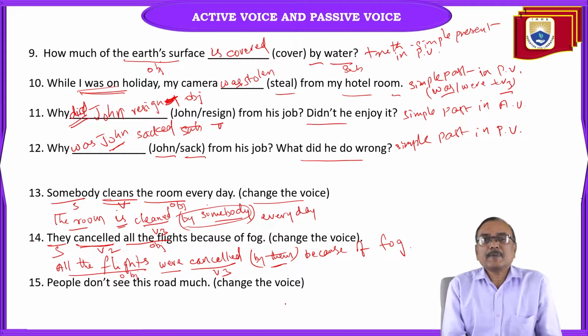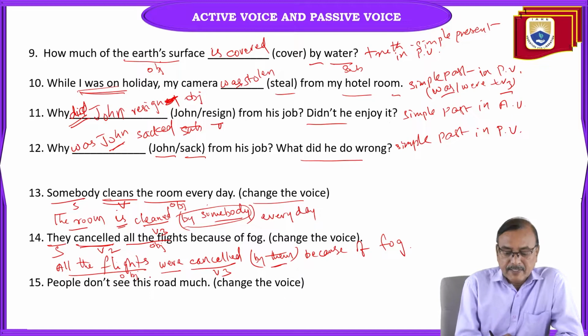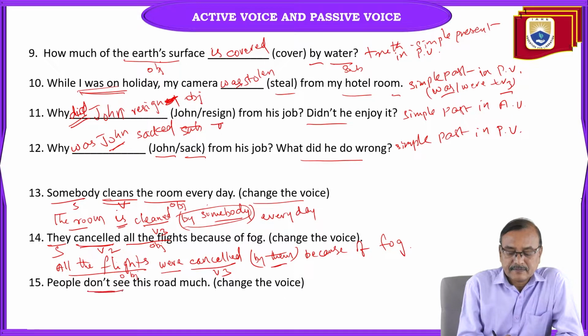Next: people don't see this road much. What is the verb here? Don't see. What is the subject here? People. What is the object here? This road. This is the object.